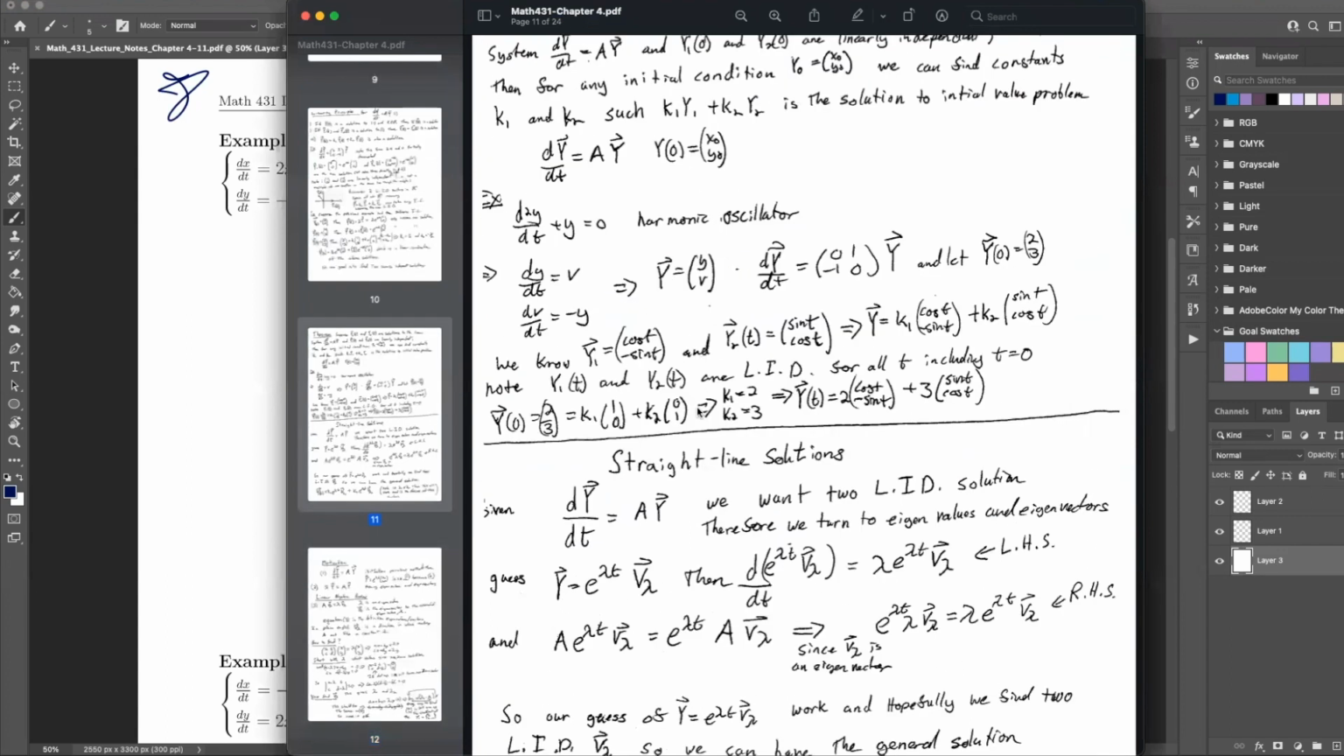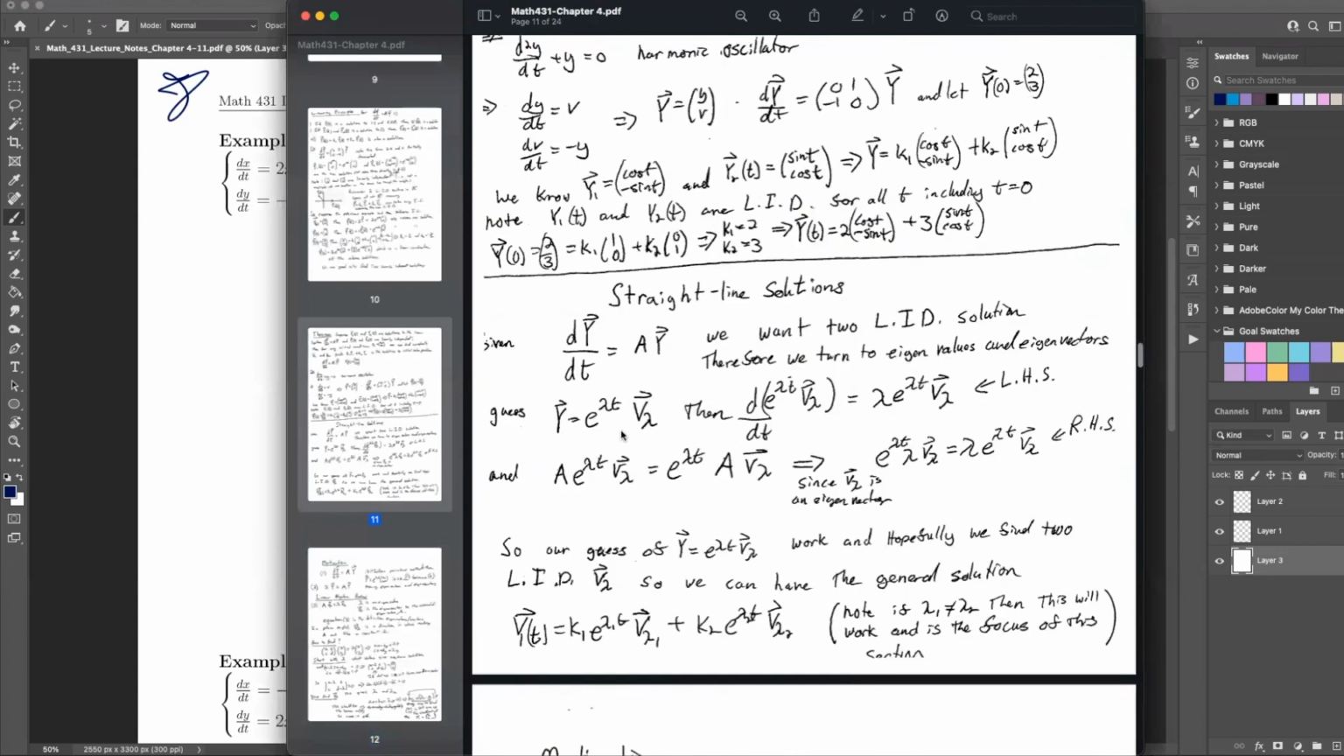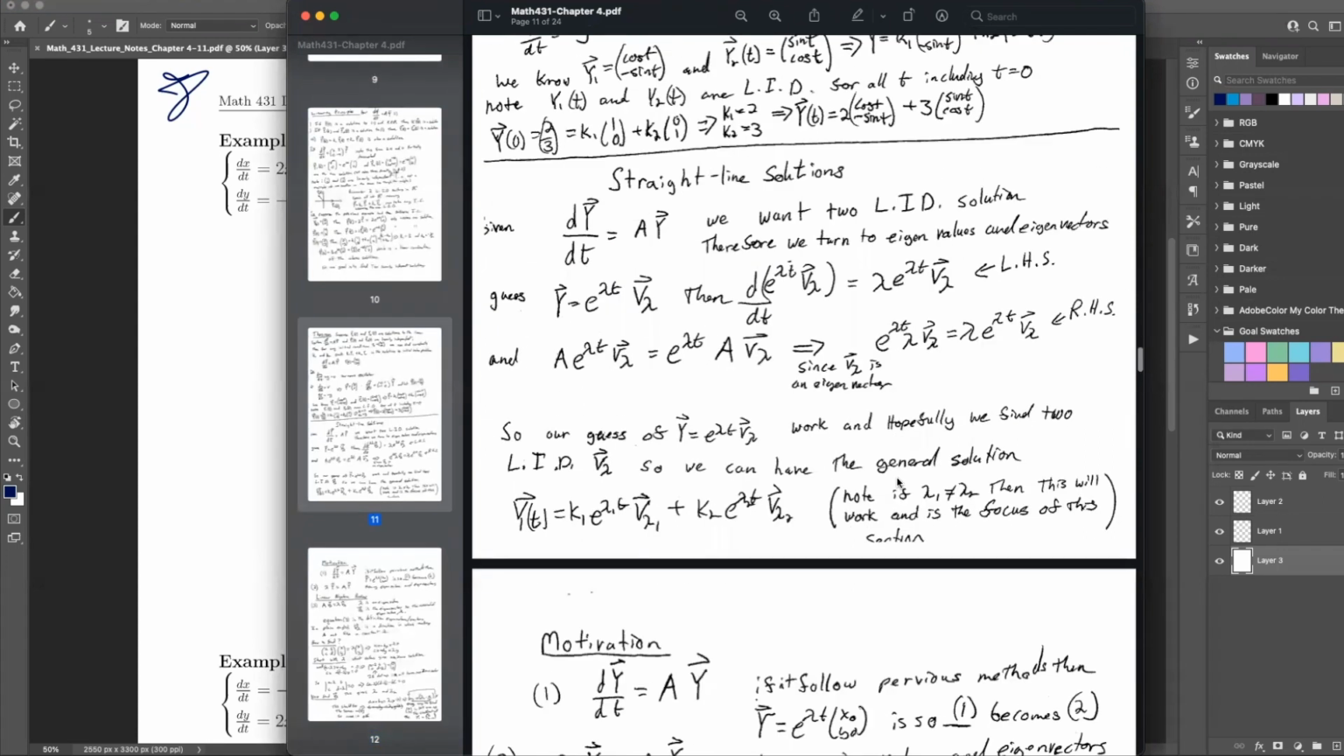So we were looking at straight line solutions. And so given this, we're making the guess of e to the lambda t times the vector v. We're going to guess this is our solution. If we make this guess and plug it through, we find out it works, right? And if we plug this in here, and do a little algebra, we get that this equals this, and so it's a solution. So it solves the differential system.